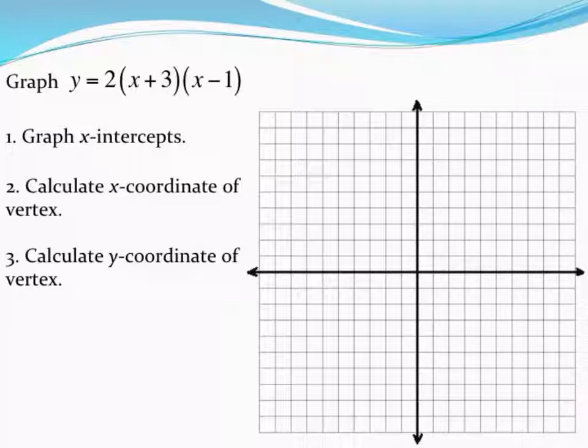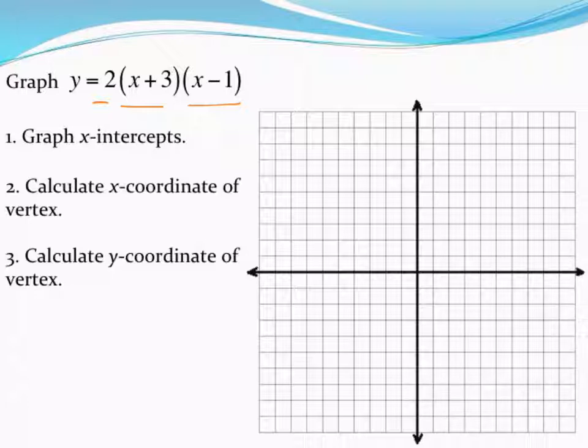So your giveaway that you're in intercept form is you're going to see all your pieces multiplied together. There will be no plus or minus signs outside of the parentheses. Now there are going to be plus or minus signs inside. That's okay. Every individual piece is being multiplied together. Sometimes I call this factored form because really this has been factored for us. So three easy steps to graphing these parabolas by hand.